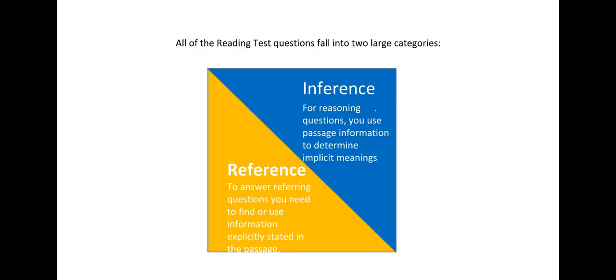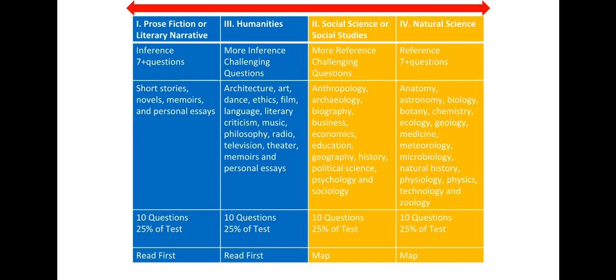Humanities would be the third passage if you're taking them in order, and Humanities falls kind of on the inference side of the passages, right? It leans more this direction. My experience is the two middle passages, passages 2 and 3, are a little more challenging question-wise.